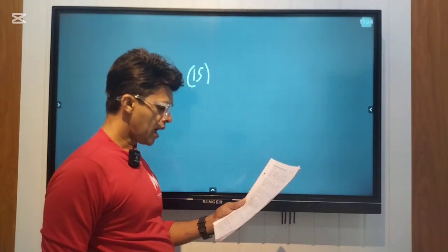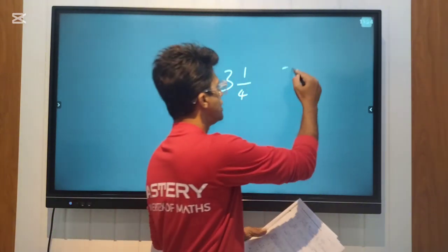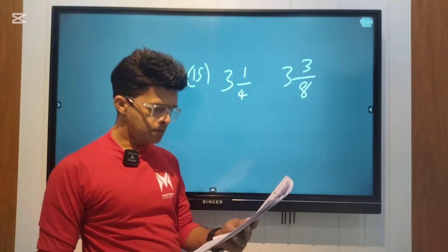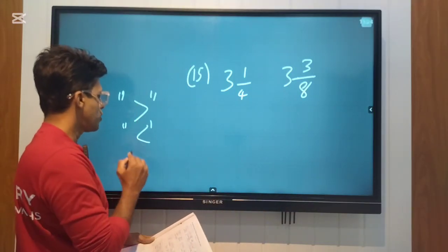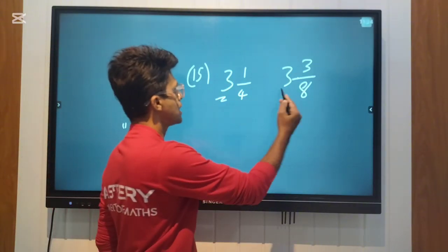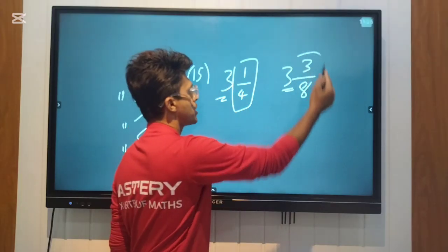So the 15th question is this one, fill the blanks. We've been given 3 1/4 and also 3 3/8. So you need to write greater than, less than, or equal sign, right? So then here 3, that's okay. Because of that reason, you need to consider these two fractions really, right?